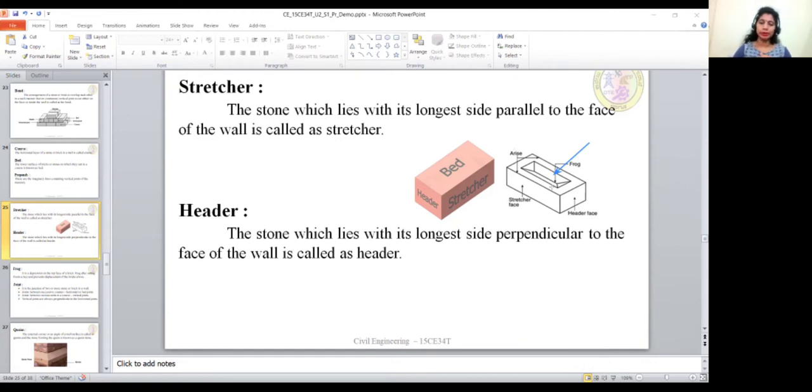That's why we will provide frog, to increase the bonding capacity. Moving on to the next slide.